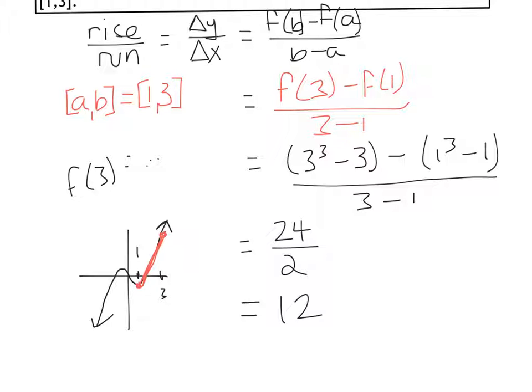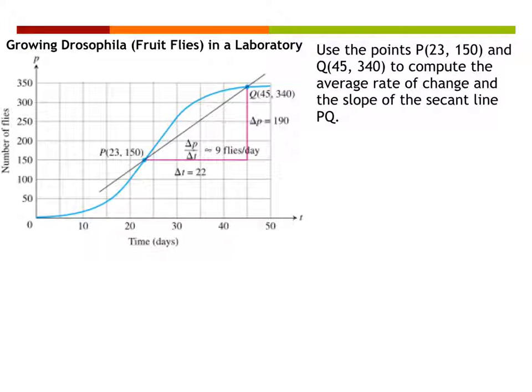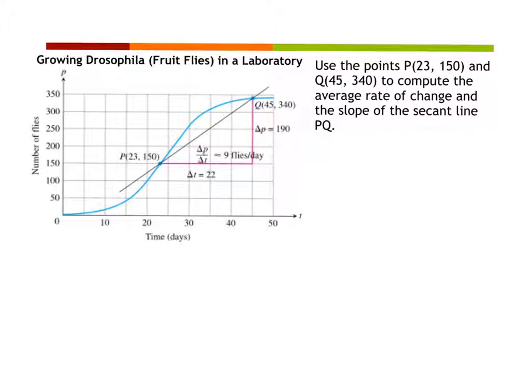Okay, so let's look a little bit further at that. Here's an example of a similar situation, but more of a real life application problem, I guess, if you could call it that. This is some data from growing fruit flies in a lab. So they're saying use the points P (23, 150) and Q (45, 340) to compute the average rate of change, the slope of the secant line PQ.